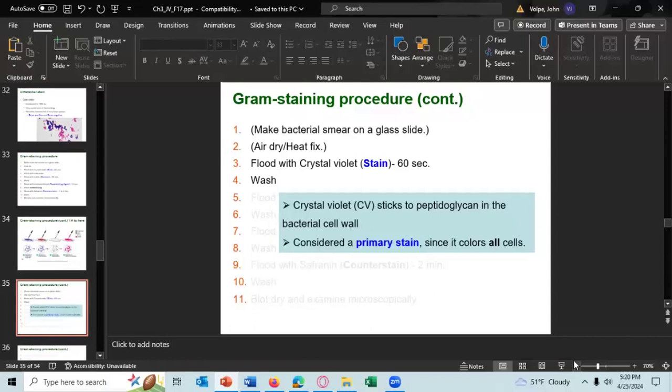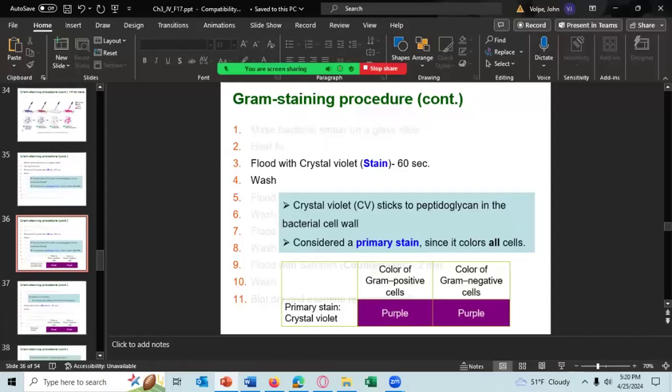And then after 1 minute, you dump the crystal violet off and then wash the cells in cold water to remove the trace crystal violet. It doesn't remove it from the cells, but it does remove it from the slide. After applying the crystal violet, all the cells will be a blue-purple color. I mean, the gram-positive will be blue-purple. The gram-negative will be blue-purple.